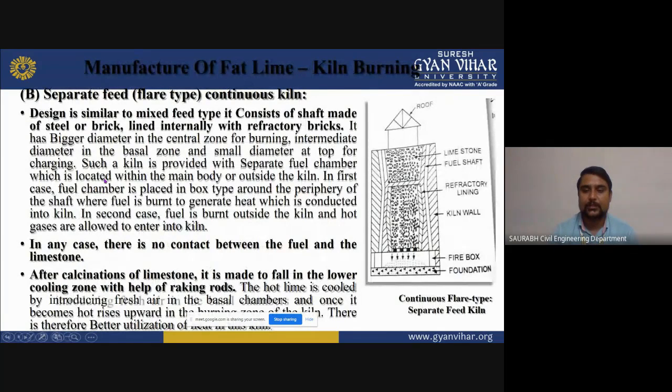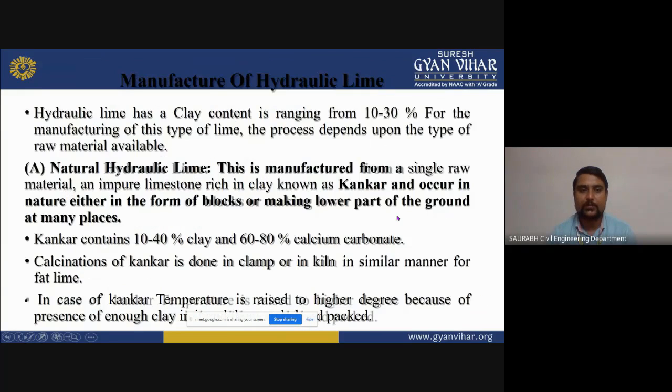And this is the image of a continuous flare type separated feed kiln. As you can see here, on the upper top there will be a roof, and this is where you have to put the limestone. That is your fuel shaft, this is your refractory lining, this is your kiln wall, this is your firebox, and this will be your foundation.